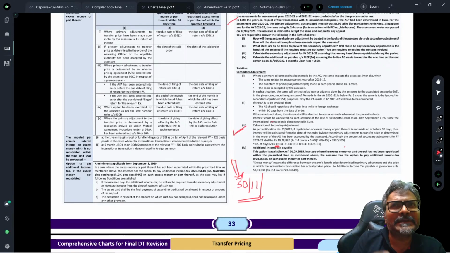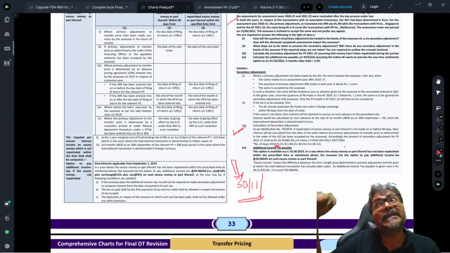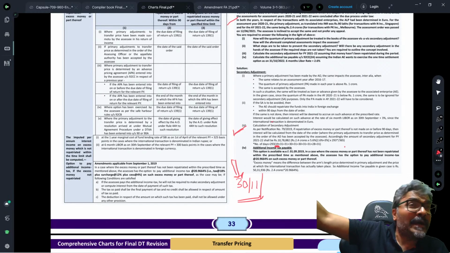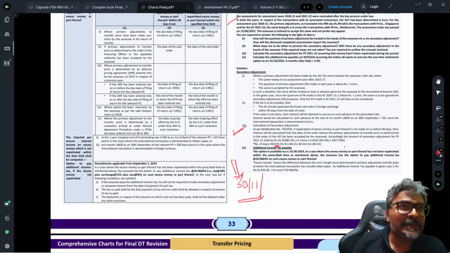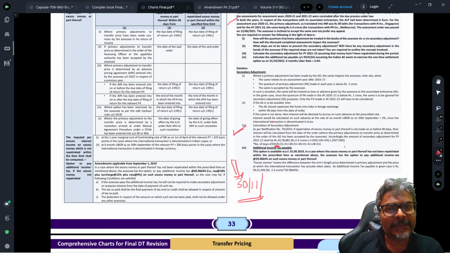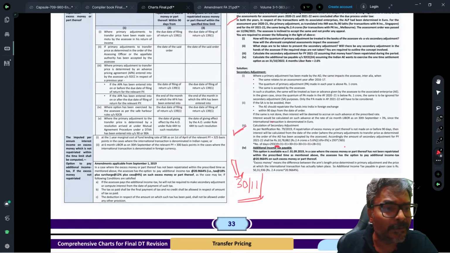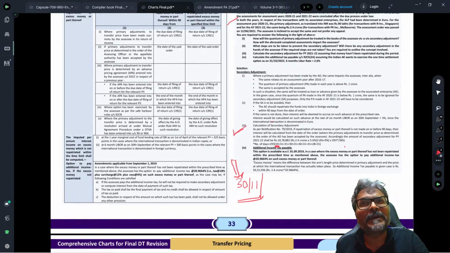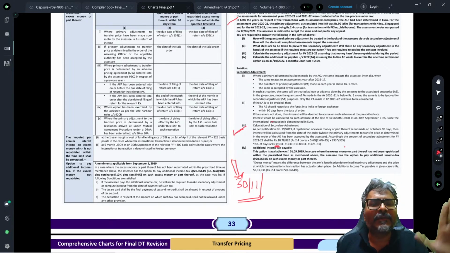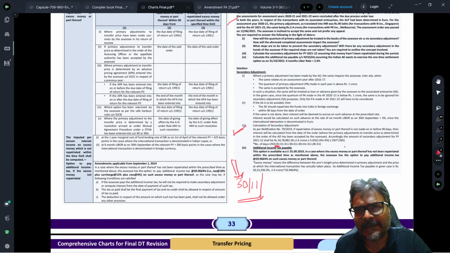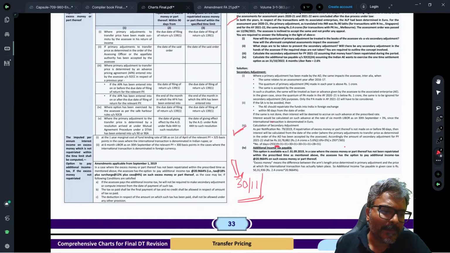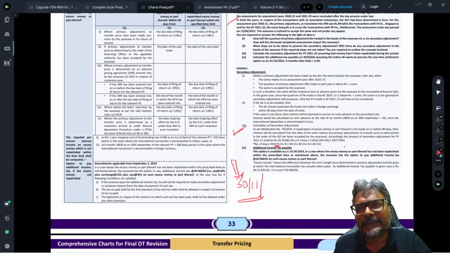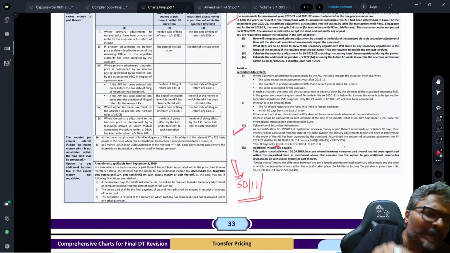Similarly, if the assessee does not himself do a suo motu primary adjustment, but it is done by the assessing officer in the order, and the order is accepted by the assessee, then in that particular case, students, I think all of you are aware. What will all of you say, students? Exactly, students. Exactly. All of you will say that the date of order will become the relevant date.